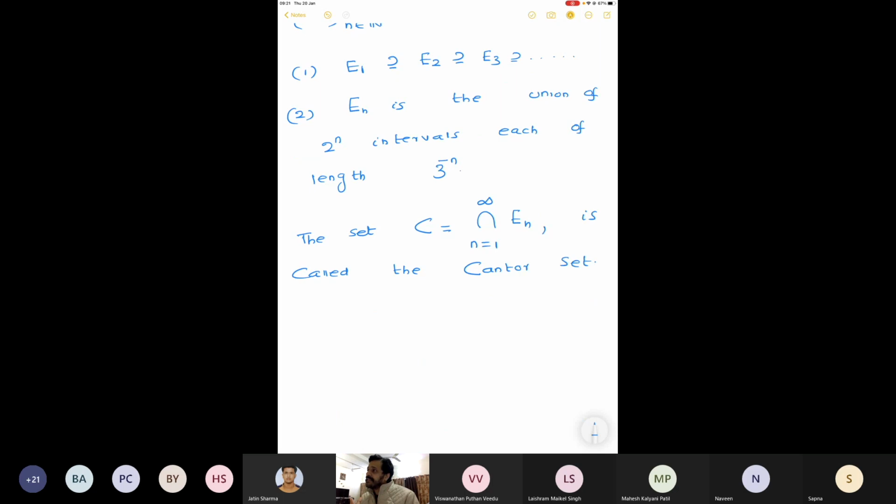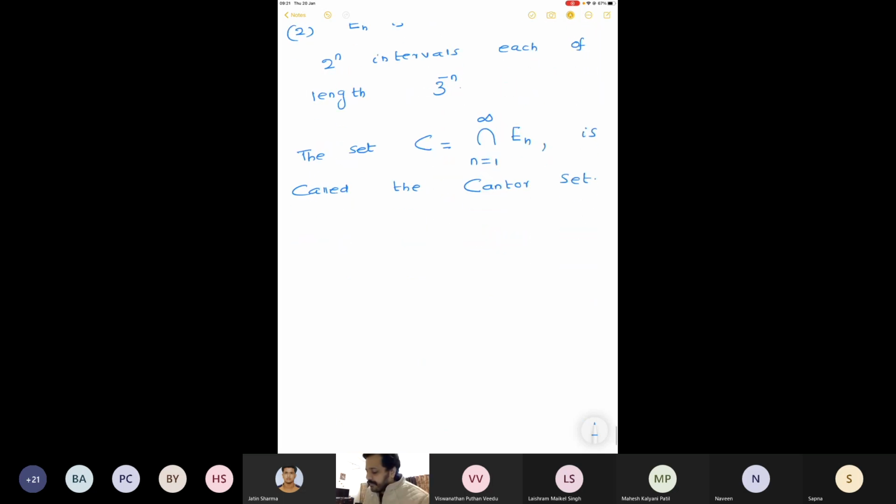In fact, C contains uncountably many points. I don't know whether you have proved this. If yes, okay. If no, please try to prove it. C is uncountable. Even after removing many intervals, the number of points in C will remain uncountable. So it is an uncountable set.